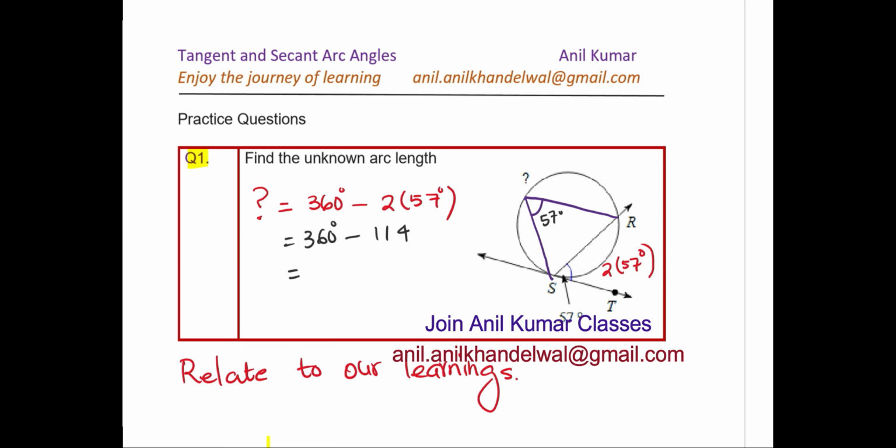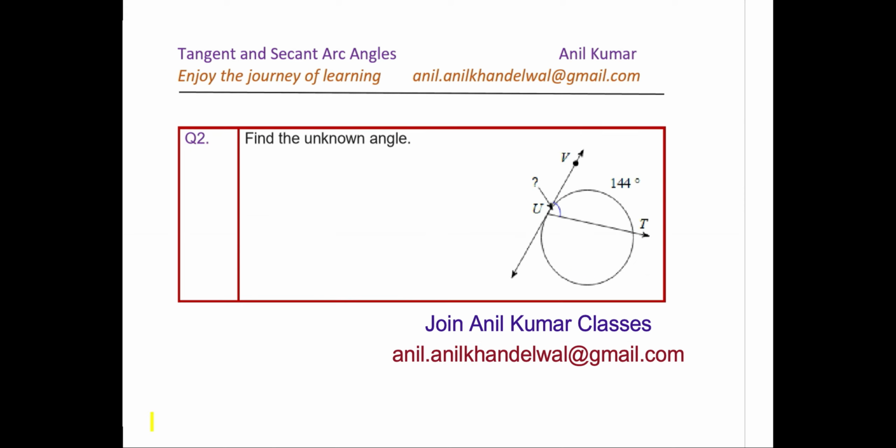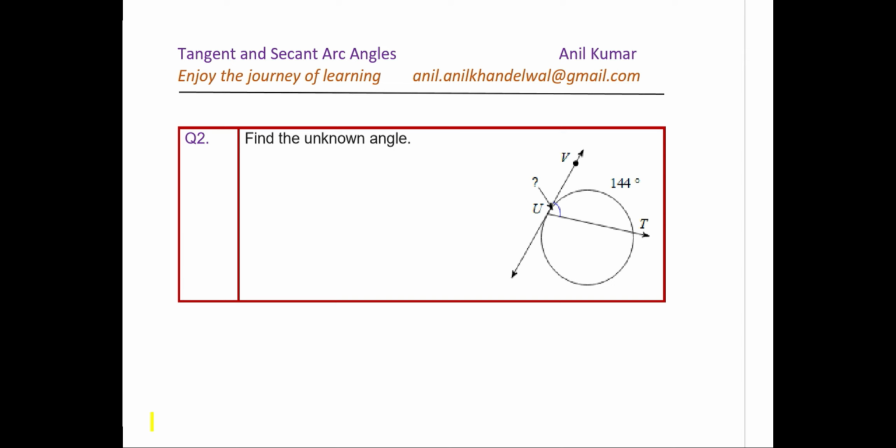10 take away 4 is 6, and then 5 take away 1 is 4, and 2 is 246 degrees. Is that clear to you? So that is how you can easily find the solution. Now let's see the next question. It is kind of reverse. I think you can get this.